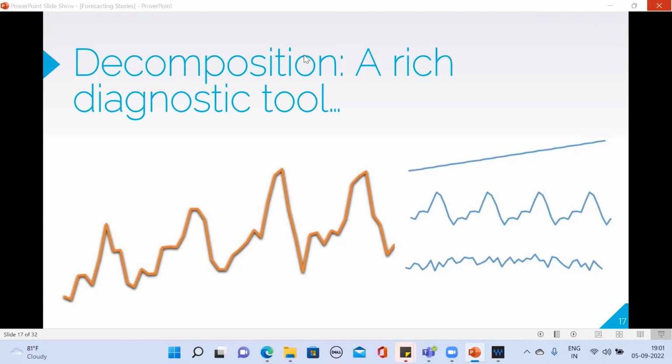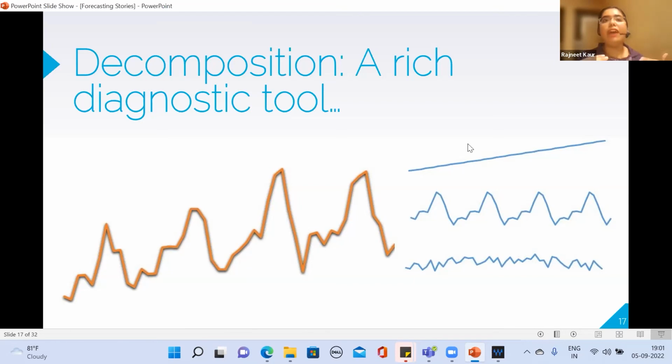Ma'am, just a last question. Is it really necessary to remove trend and seasonality before forecasting? No, it is not. Here we have used it more as a diagnostic tool to understand what's happening. In these stories, we were not doing forecasting. We were trying to make sense of time series data, right? So it is not a necessary step to decompose before forecasting.